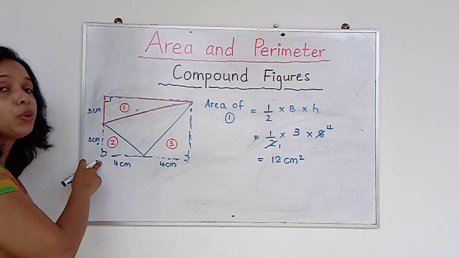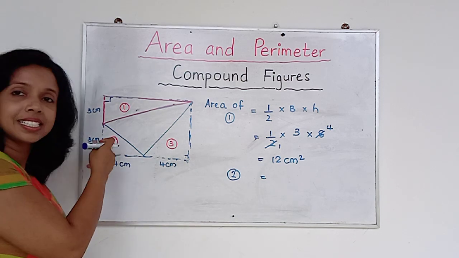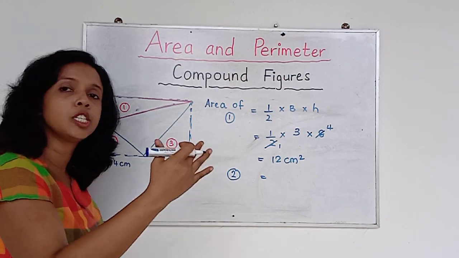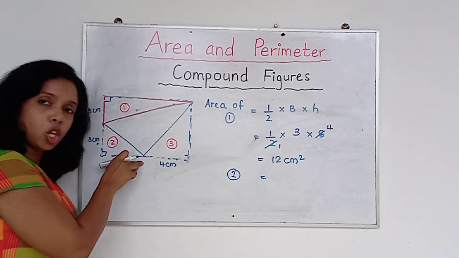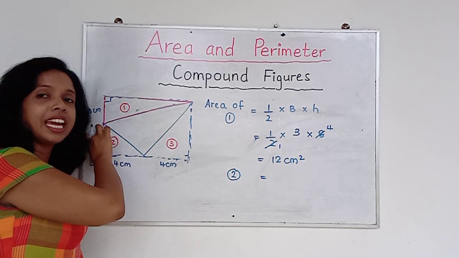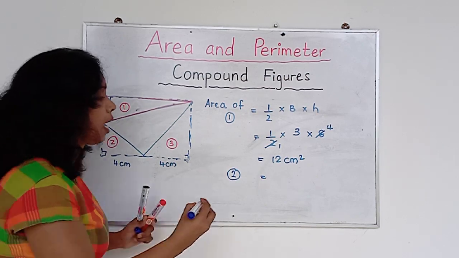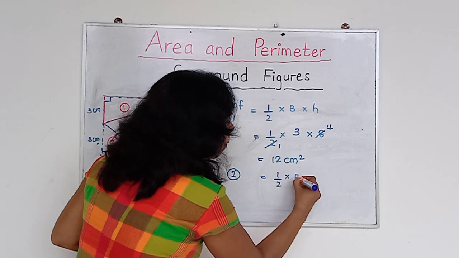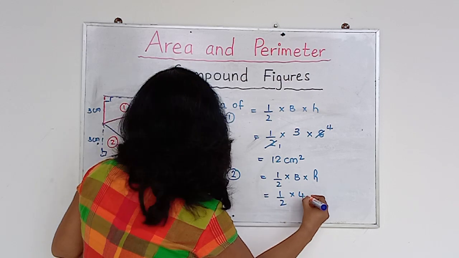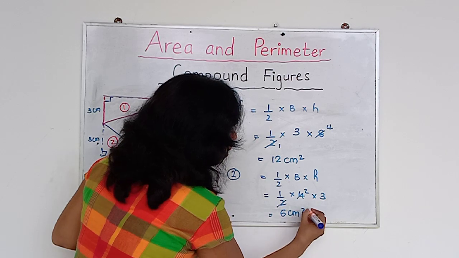Then area of 2. Again, it is a triangle, so half into base into perpendicular height. What is the base here? 4 centimeters. And what is the perpendicular height? 3 centimeters. Then you want to multiply it by half. Half into base into perpendicular height, then half into 4 into 3. It is 6 square centimeters.